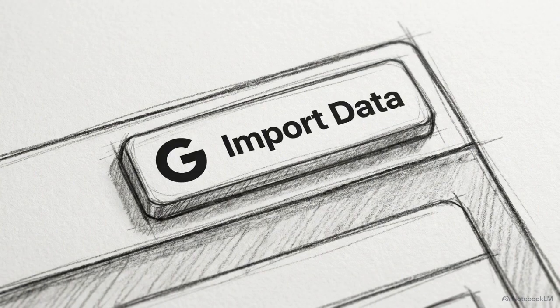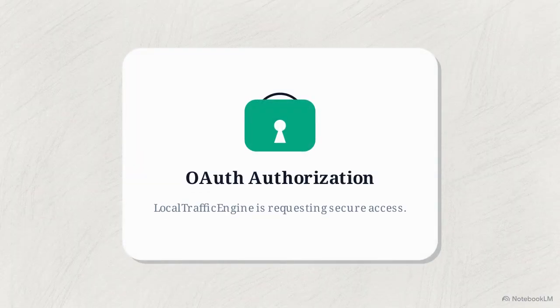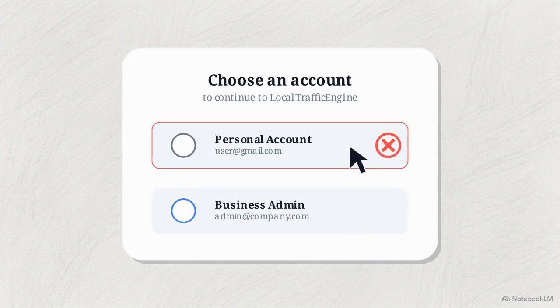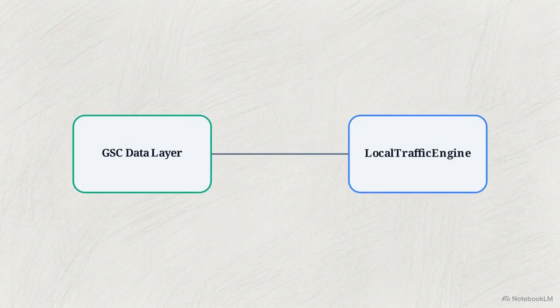With the site detected, your next immediate step is to click the Connect GSC button to import your historical data from Google Search Console. This diagram illustrates the OAuth permission flow. A prompt asks you to authorize LocalTrafficEngine. Pay close attention to profile selection. The most common error is selecting a personal email instead of your business account. Finally, leave all read access checkboxes enabled for the import to function.